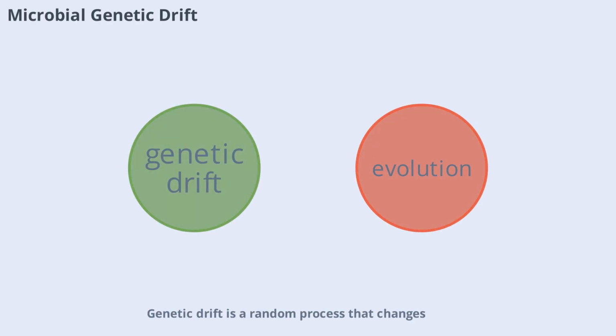Genetic drift is a random process that changes the frequency of genes in a population over time. In small microbial populations, drift can have a significant impact, leading to the loss or fixation of certain genes. Genetic drift contributes to the diversity and evolution of microbial communities.